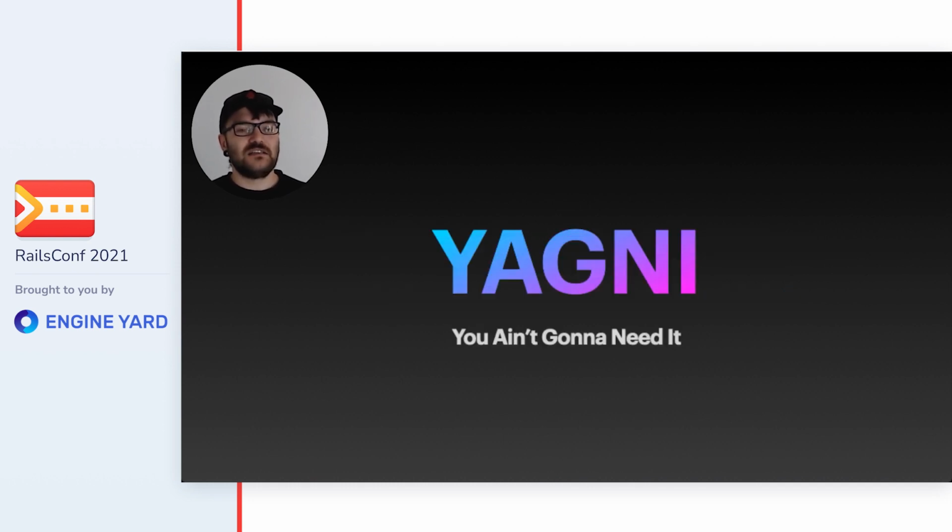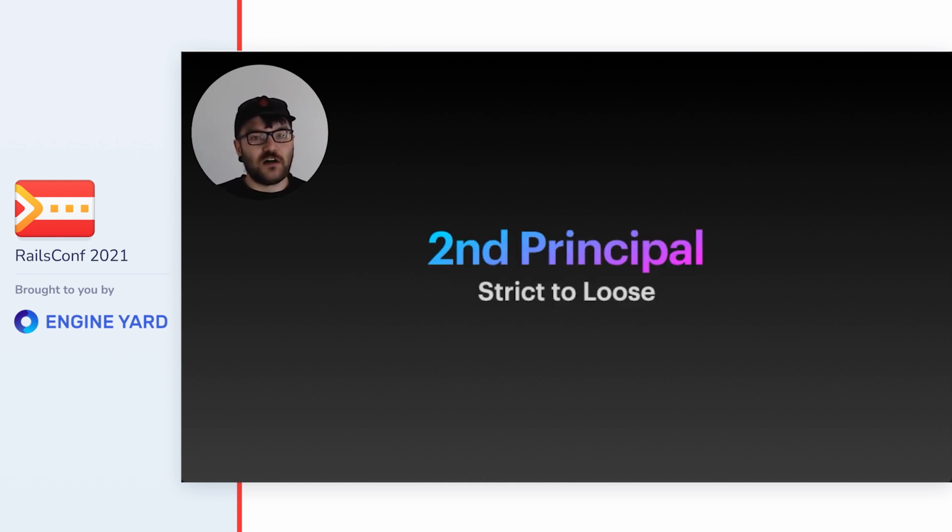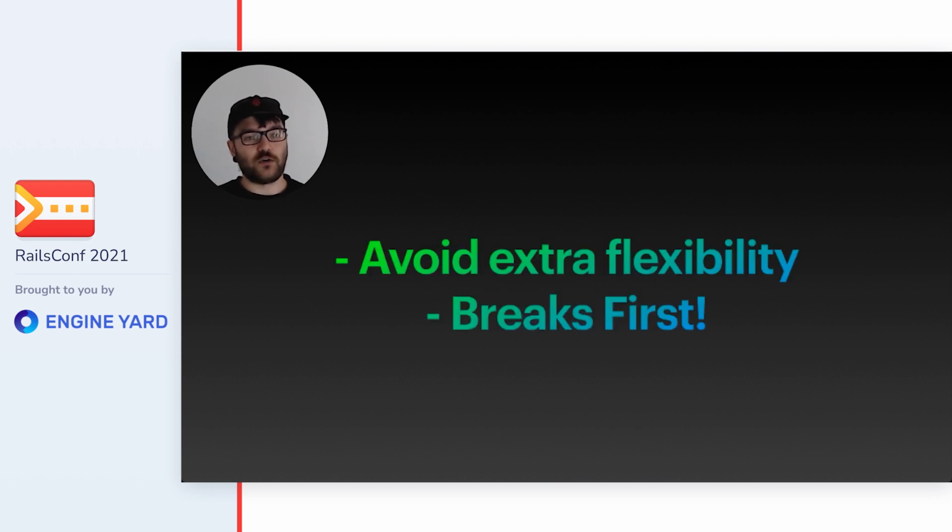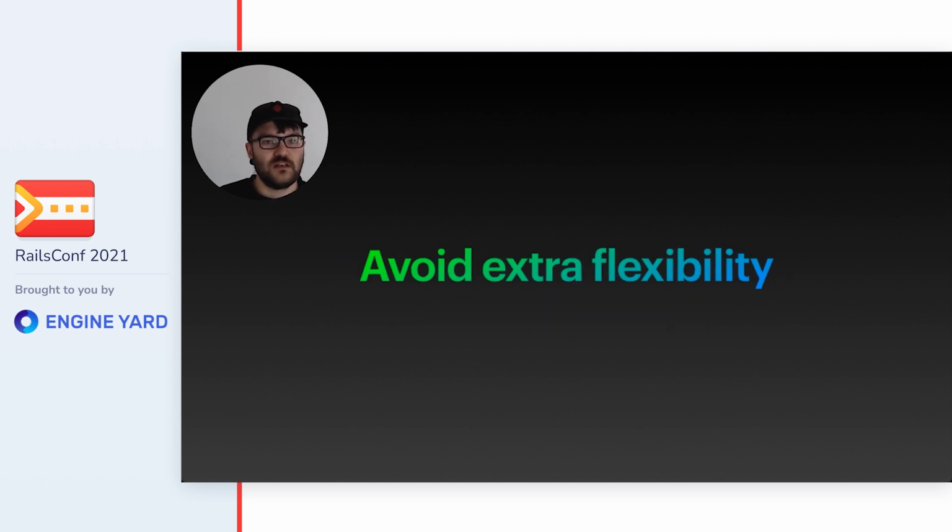And then lastly, you ain't gonna need it. Just don't expose it. Okay, so that's about it on the first principle. The second principle I want to talk about is strict to loose. And I'm gonna break it out into two categories. The first one being avoiding extra flexibility, and the second one, breaks first, or how to apply defensive programming to your APIs. So let's talk about avoiding extra flexibility.